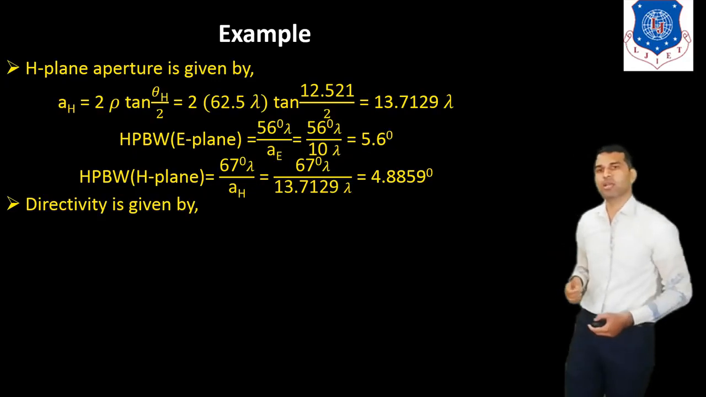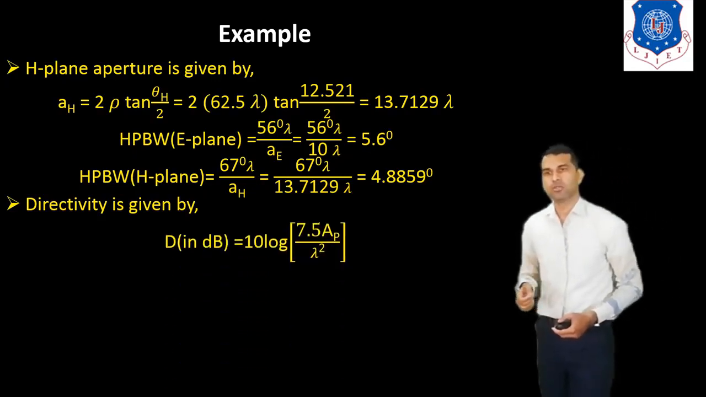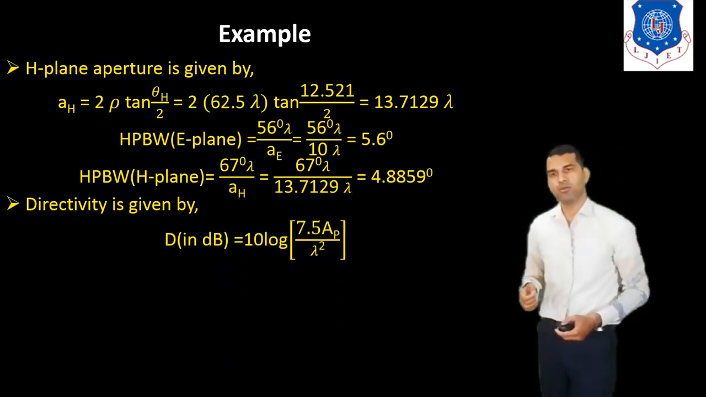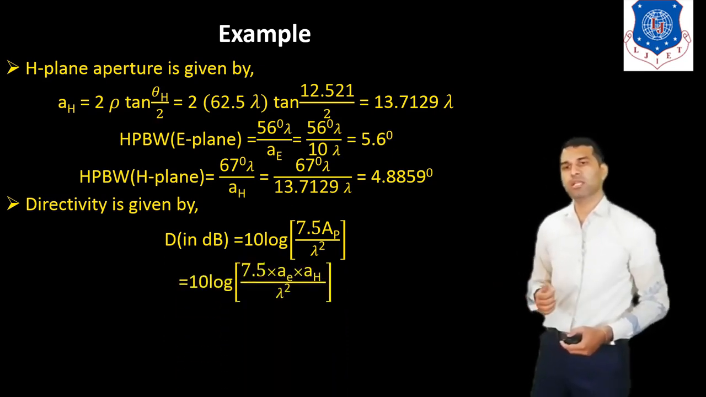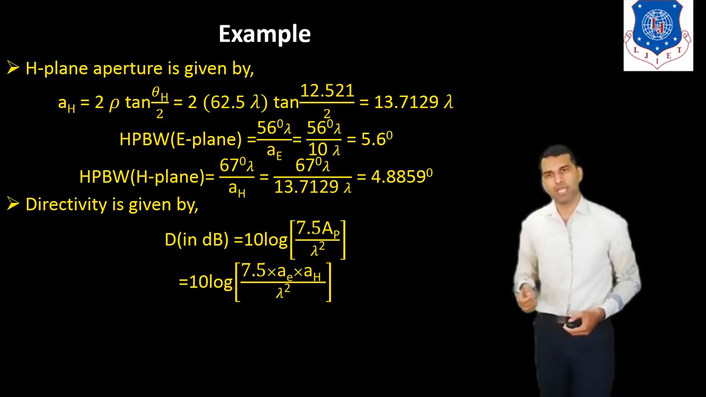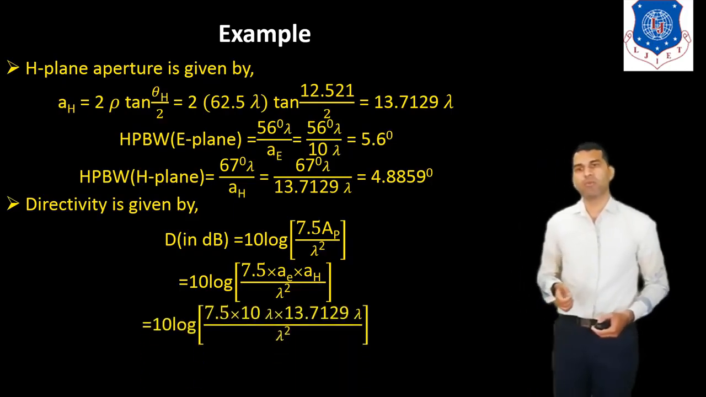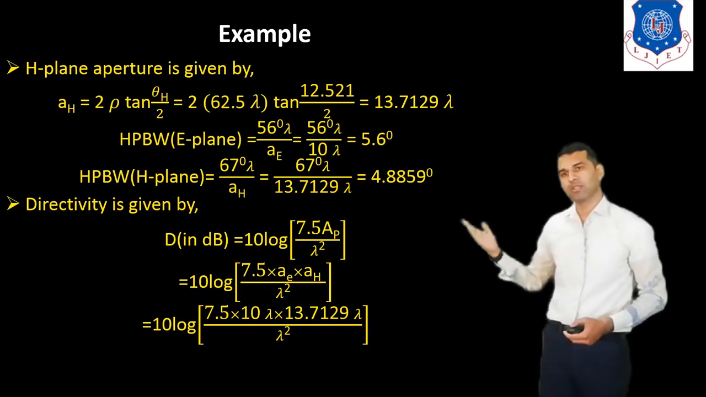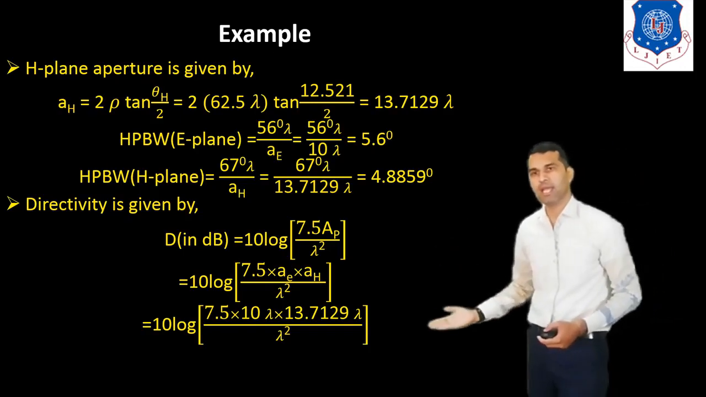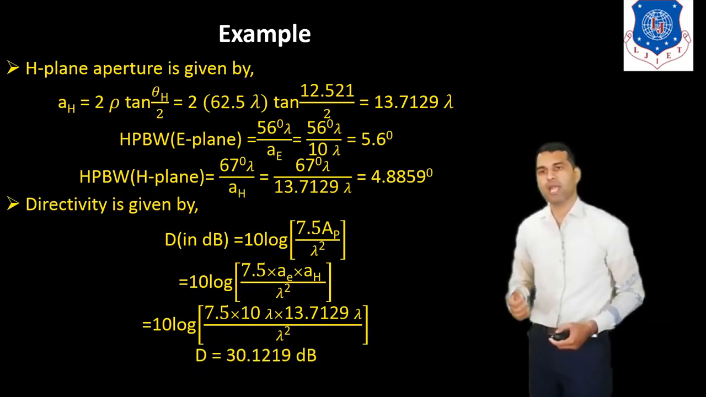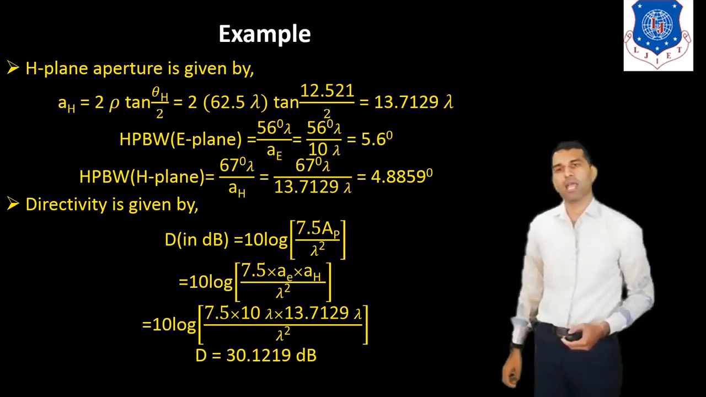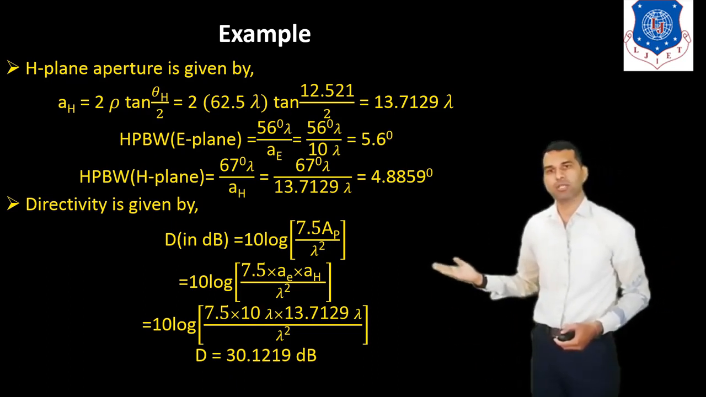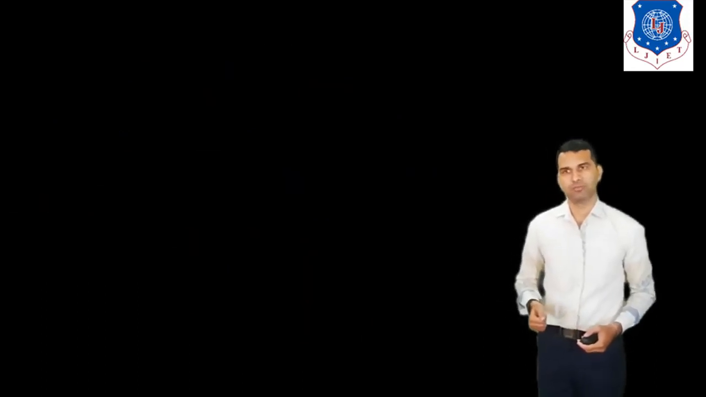Now lastly we have to calculate the directivity. Directivity in dB is given by the equation 10 log 7.5 Ap upon lambda square. Ap is nothing but aE cross aH, and we have the values of aE and aH. Putting them in this equation, we get D as 13.1219 dB. So this is the directivity for this example.